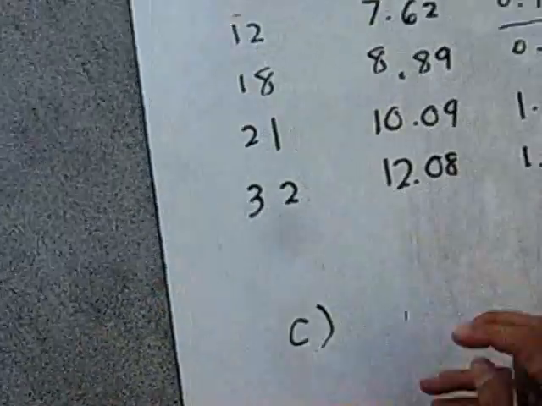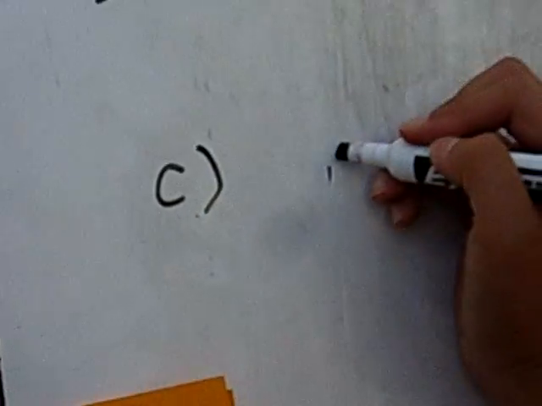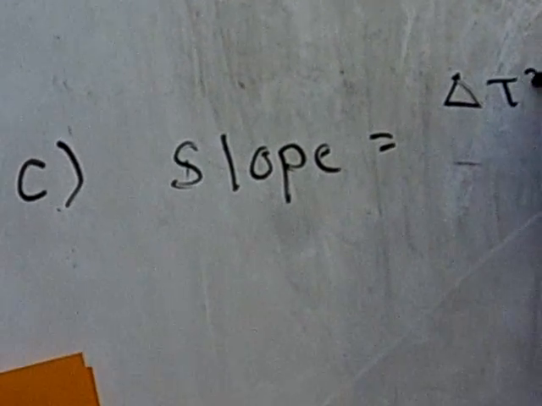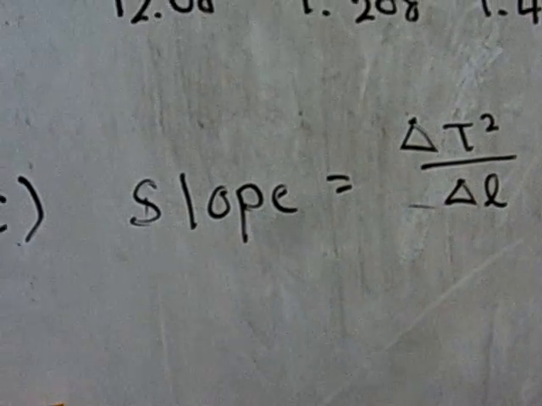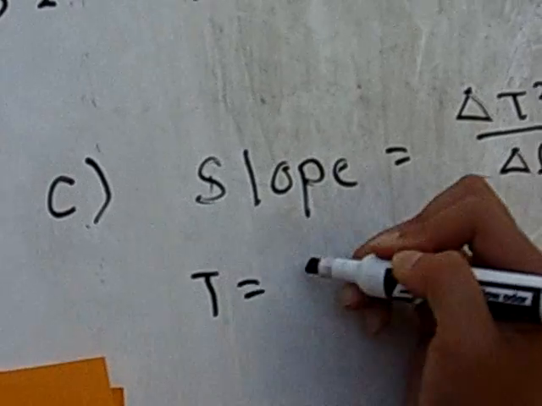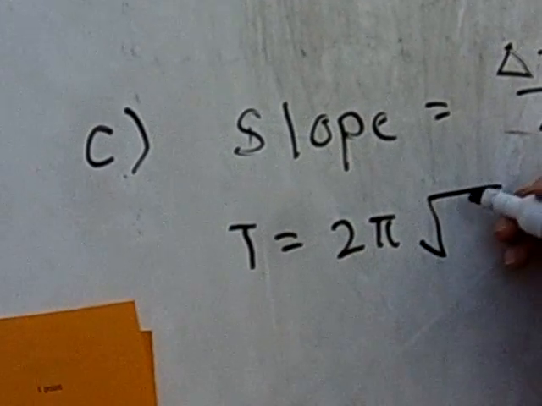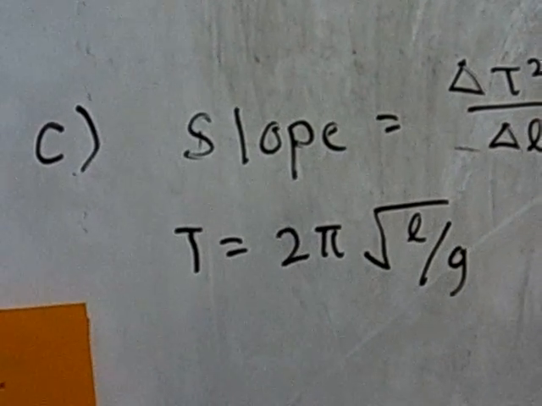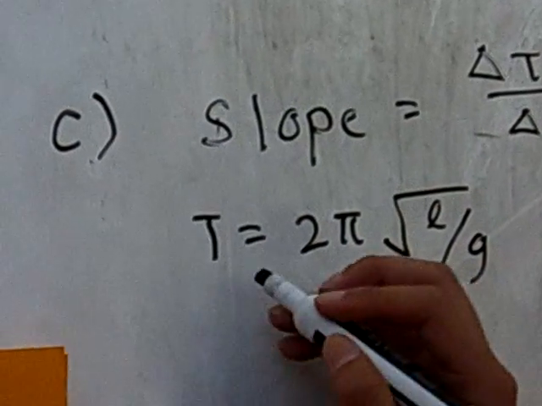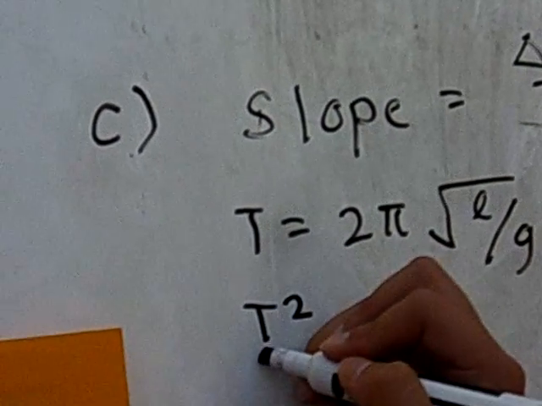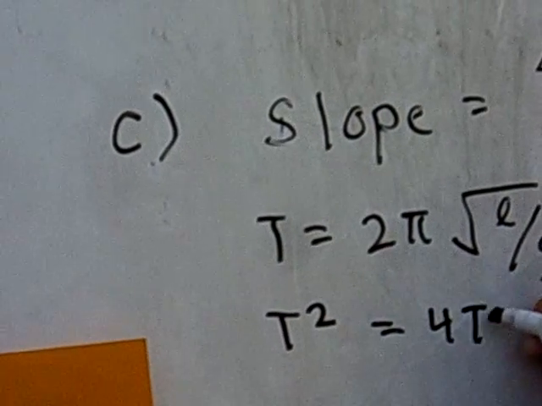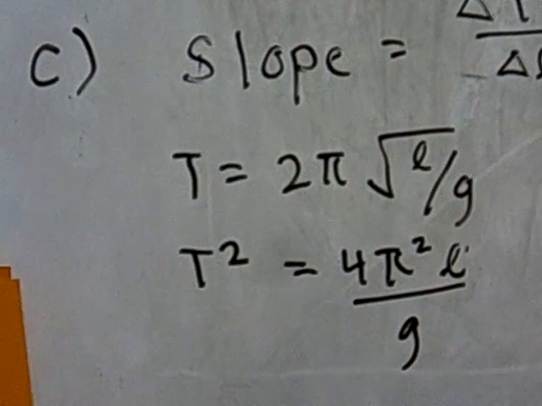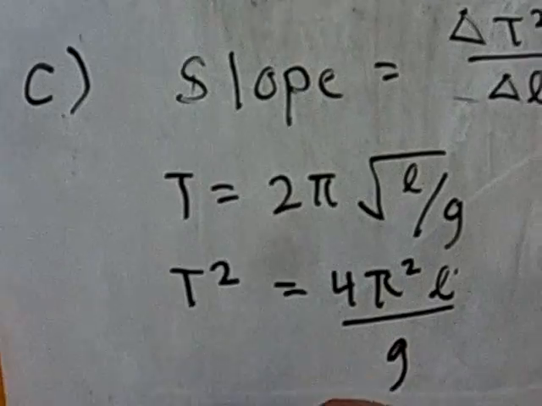For part C, you're going to be needing to find the slope. And the slope is just going to be equal to the change in t squared, or change in L. Now through your equation, on the equation sheet, t equals 2 pi times the square root of L over g. And you want to find slope. So you're going to square both sides, you're going to get t squared, and this is going to equal 4 pi squared, and then this squared is just going to be L divided by g. So, and then this, if you divide this by L, you're going to get the slope.